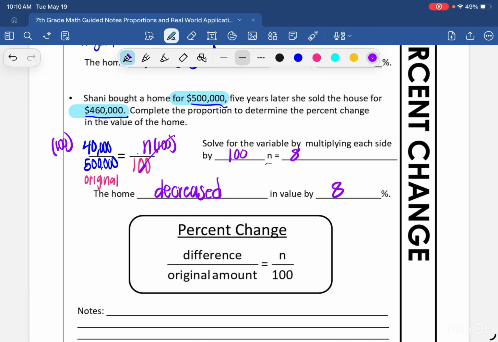Here is a summary. If you want to mark this in your notes, here's a summary of percent change. Percent change is the difference, or how much it changed by, over the original amount, and then your variable over 100.